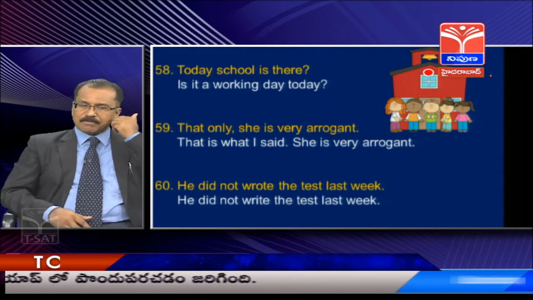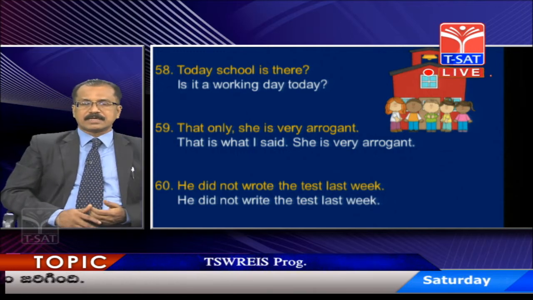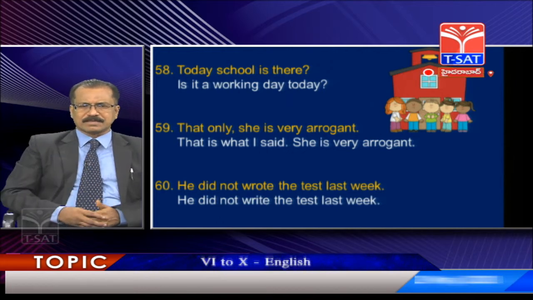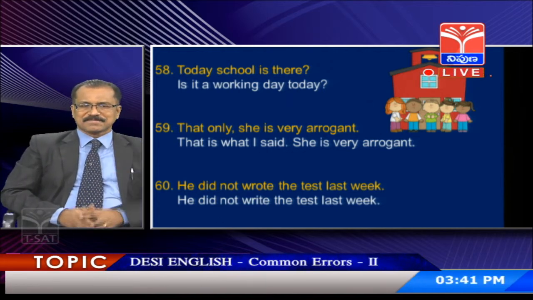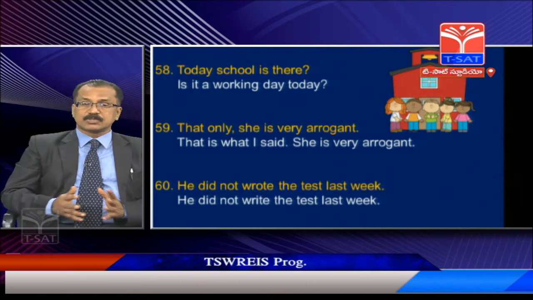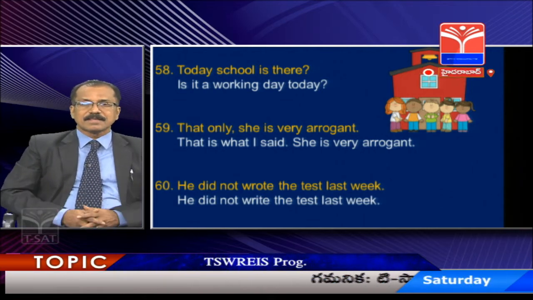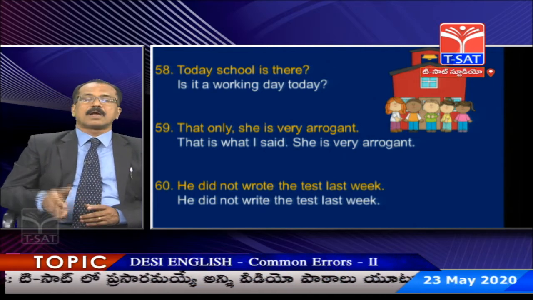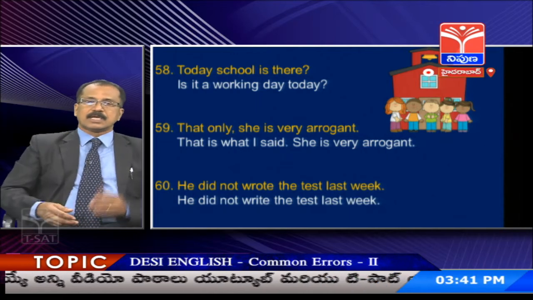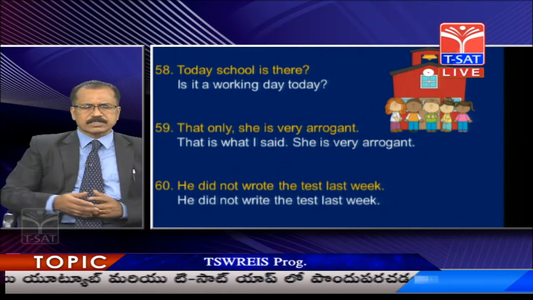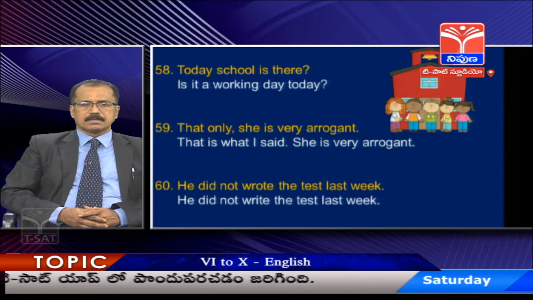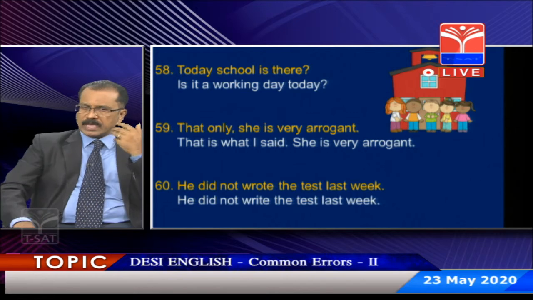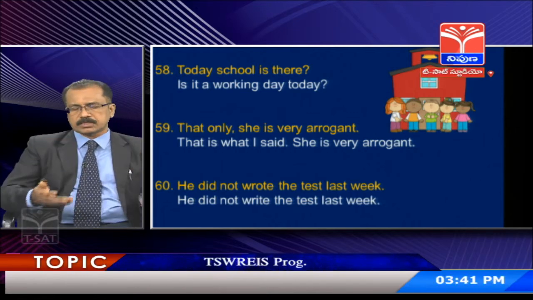So, you take a phone and dial your friend and say, "Today school is there?" Very short way of asking. Today school is there? Then what will you ask? You should say, "Is it a working day today? Is it a working day?" "Today office is there?" Then some adults, those who are working, will ask, "Today office is there?" Very short form of asking. No. "Is the office working today? Is the school working today? Or do we have a class today?" So, this is how you have to ask.